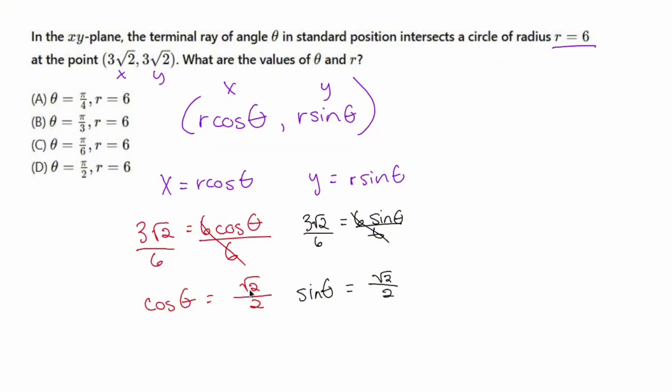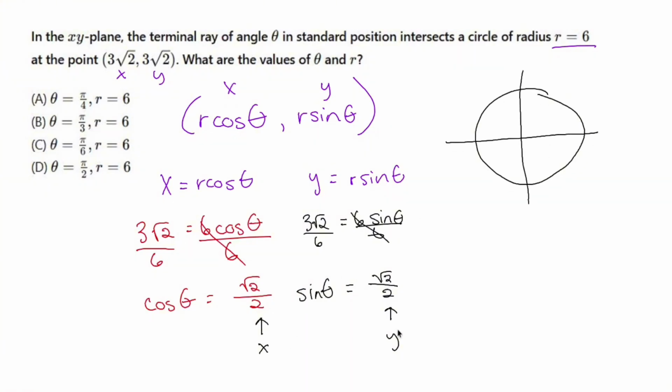So basically, I need to think, where on the coordinate plane do I have an x value of root 2 over 2 and a y value of root 2 over 2? So we draw out our unit circle. X and y are both positive in this case, so we're talking about quadrant 1 here. And in quadrant 1, we have 3 possible points.